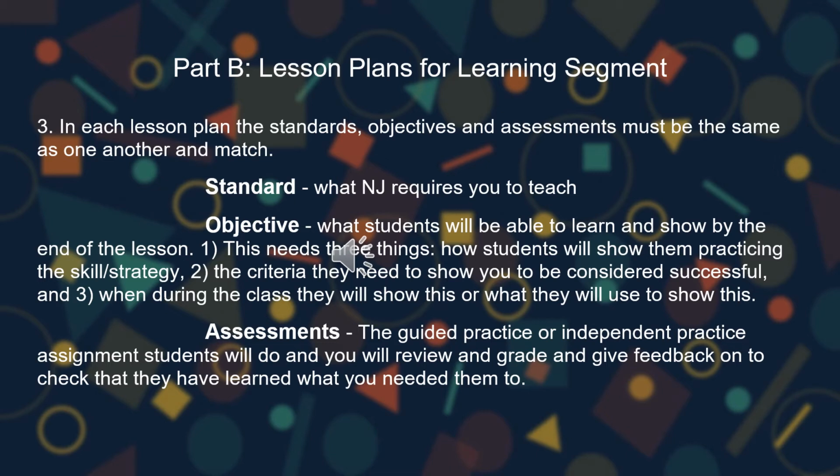First is how will students show that they are practicing that skill, right? How are they going to actually show you that they can do this? The second part is going to be what criteria they need to show you to be successful, to show that they've really learned this and not that they need help. The third thing is going to be when during class are they going to show this and do this. So you need to have all three of those parts in your objective.